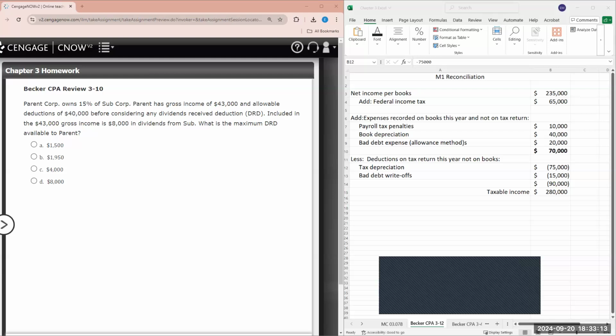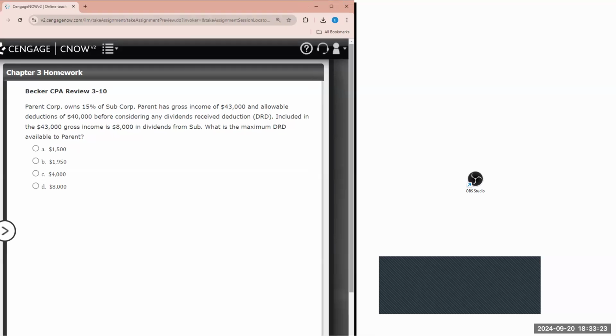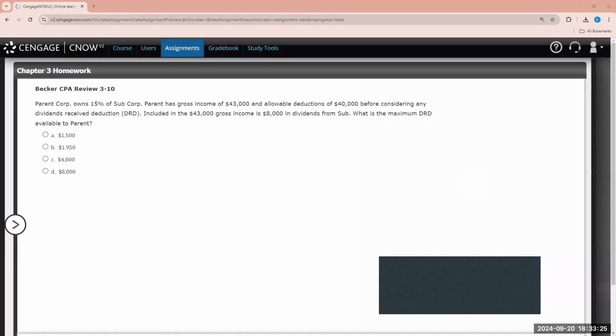So this brings us to our next question. And it says, what is the maximum dividends received deduction available to parent? So this question is asking us about dividends received deduction. So one of the challenges with being a corporation is that the corporation, much like individuals, they pay a flat tax rate of 21%. And the issue is that when they distribute dividends, the shareholders would report the dividend income on their individual tax return.